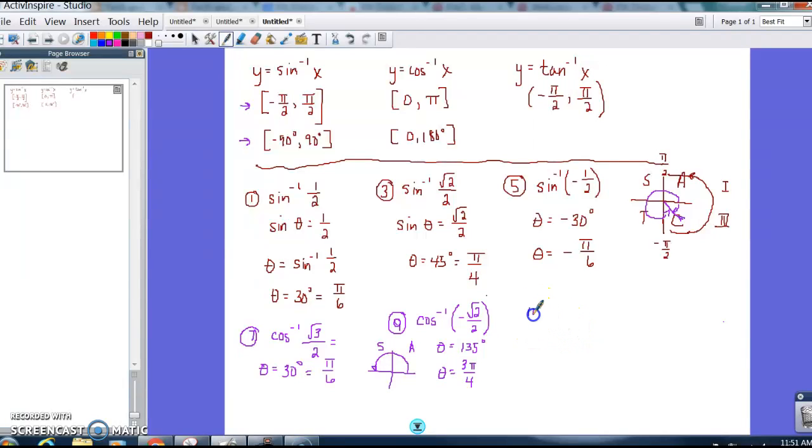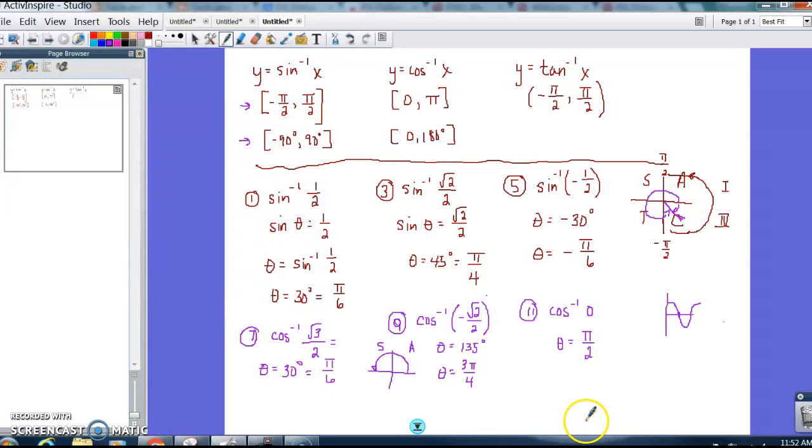If I did number 11, inverse cosine of 0. The angle that has a cosine of 0 is pi over 2. If you think of your cosine graph, right here is where it hits 0. That's pi over 2. And pi over 2 is between 0 and pi. So theta here is going to be pi over 2. That you can check in your calculator.